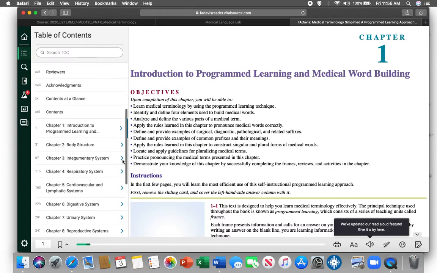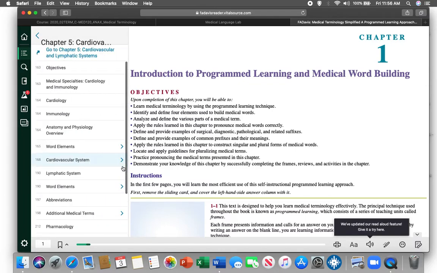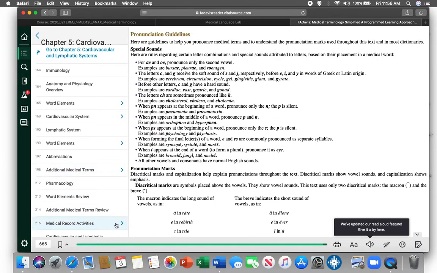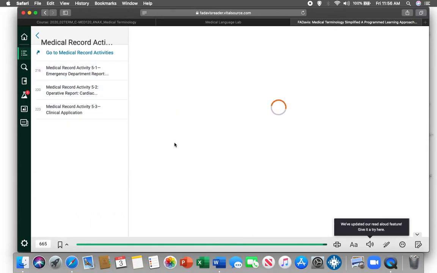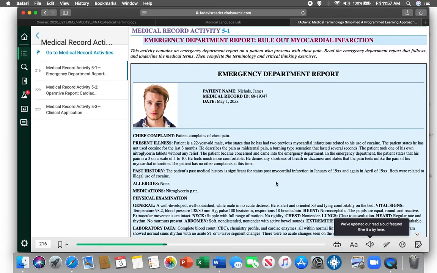Then I'm going to go to the chapter that has the cardiovascular, because that's the one for discussion 2. When I click on this little arrow, it brings me to all the things that are going on in this particular chapter. And when I go down, do you see all the way at the bottom it says medical record activities? I click on that and pick one of these medical records. And do you see there's an emergency department report?